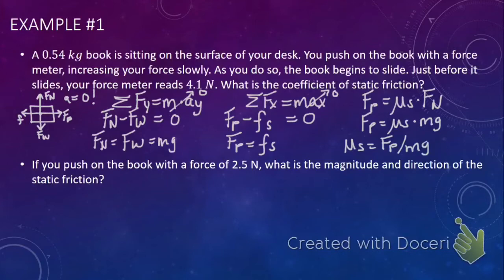Alright, so this is our equation, solve for the variable that we want. So now it is a matter of plugging and chugging. We see that our force meter read 4.1 newtons, so that's the quantity that's going to go in for our F of P. We see the fact that our mass is equal to 0.54 kilograms of our book, and we are going to assume that our book is on Earth. When we make that assumption and plug all of our numbers in, we do finally get the fact that our coefficient of static friction is equal to 0.77.